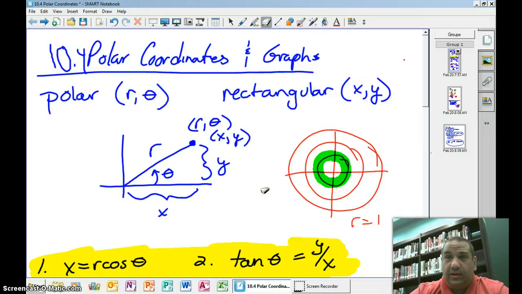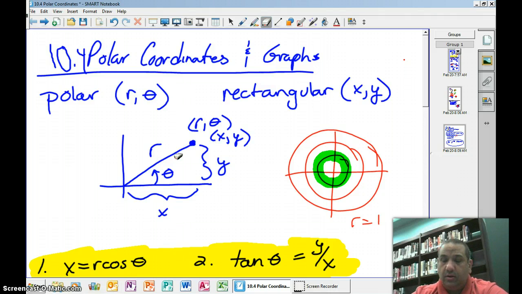Yeah, today we're going to look at 10.4, polar coordinates and graphs. If you remember from pre-calculus, rectangular coordinates are x, y; polar coordinates are r, theta. R stands for the radius, theta stands for the angle that opens up the radius. So I drew a little picture here for you. Okay, x, y is that point here. However, in polar, it's going to be r with the theta there.